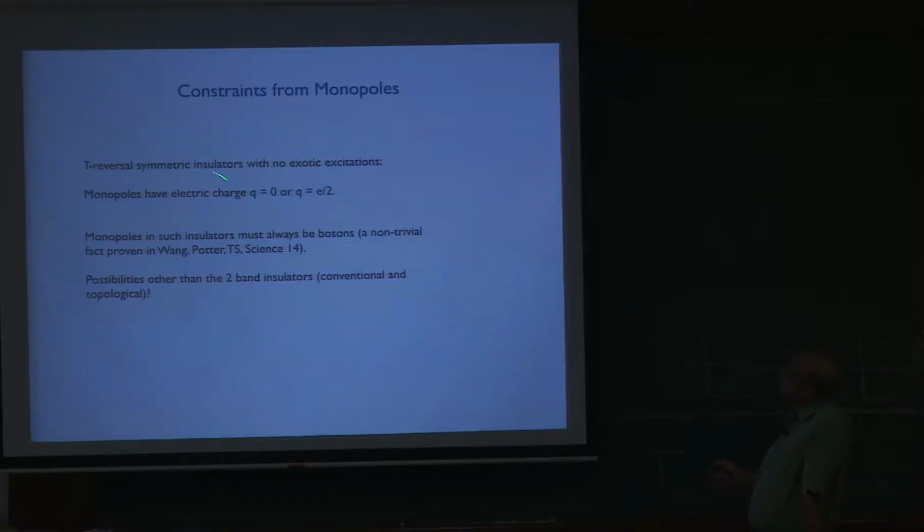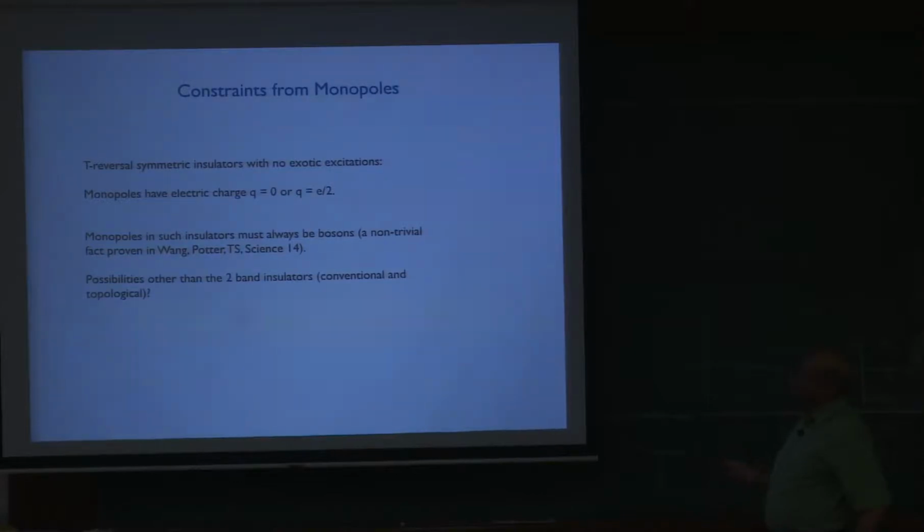So we already saw that for time reversal symmetric insulators with no exotic excitations for fermions, the electric charge of the monopole is either 0 or e/2. Okay. So that's one constraint on any possible such time reversal symmetric electronic insulator, right? That's theta equals 0 or pi. Theta equals 0 or pi.